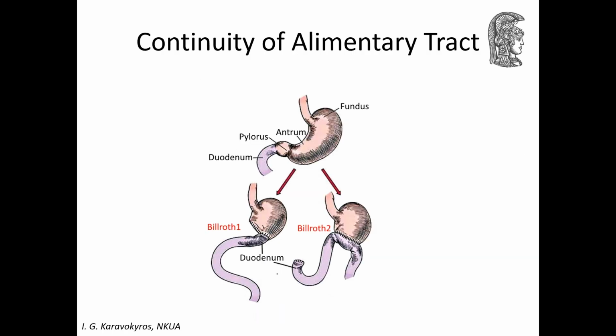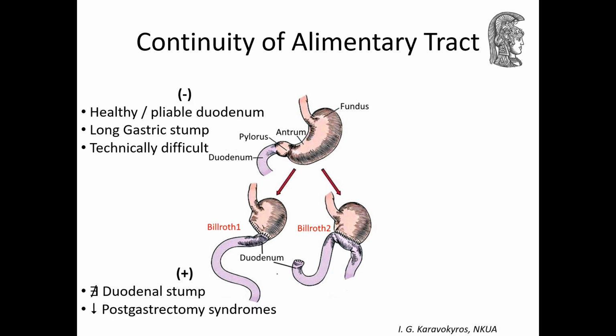To restore continuity of the digestive tract, the gastric stump can be anastomosed with the duodenal stump in a gastroduodenal anastomosis, commonly called Billroth 1 reconstruction. Alternatively, the gastric stump can be anastomosed with the jejunum in a gastrojejunal anastomosis, commonly called Billroth 2 reconstruction.